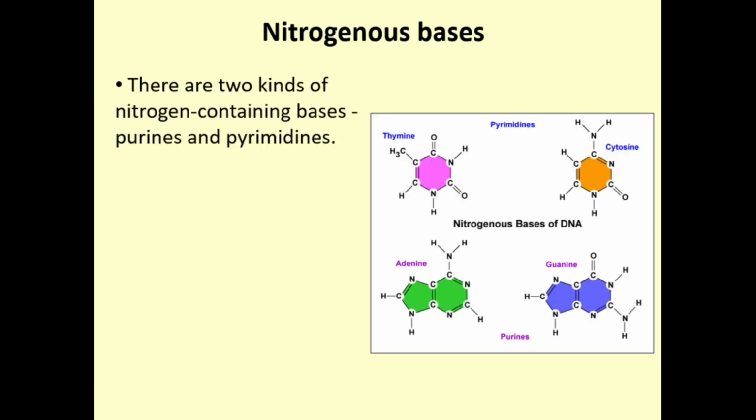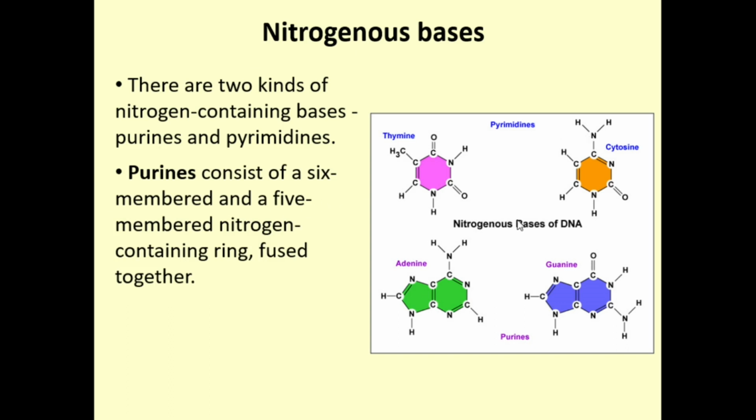So let's have a slightly closer look at the nitrogenous bases then. We know that they come in 4 different types: cytosine, guanine, adenine, and thymine. They are split into 2 different types themselves, the purines and the pyrimidines. So the purines, which we can see down here, are adenine and guanine. They consist of a 6-membered and a 5-membered nitrogen-containing ring fused together.